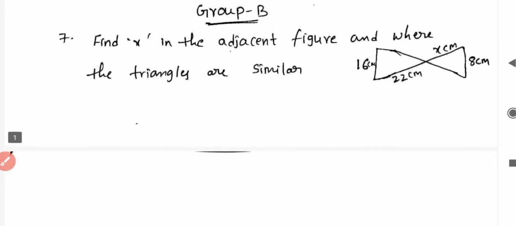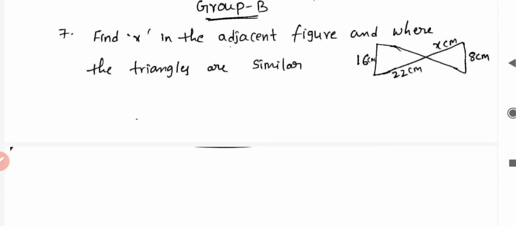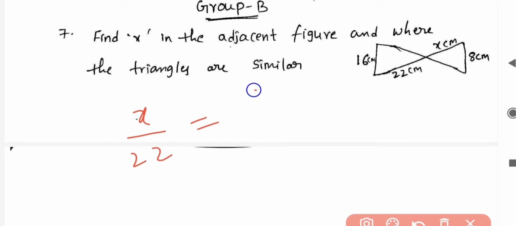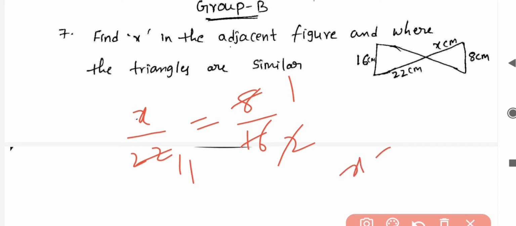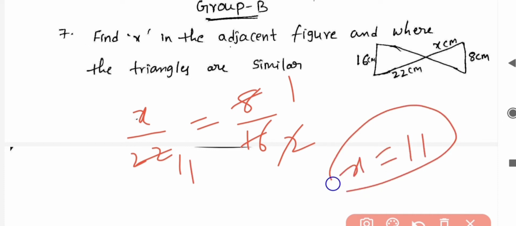Group B. Find x in the adjacent figure, where the triangles are similar. Triangles are similar means sides are proportional, or sides are divided in the same ratio. So x by 22 equals 8 by 16. 8 ones are 8, 8 twos are 16, 2 11s are 22. Then x equals 11. 11 is your answer.